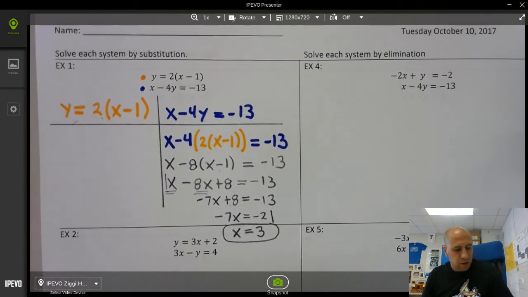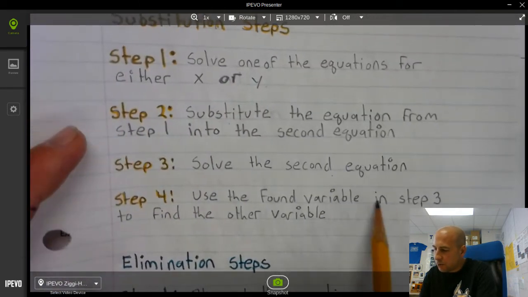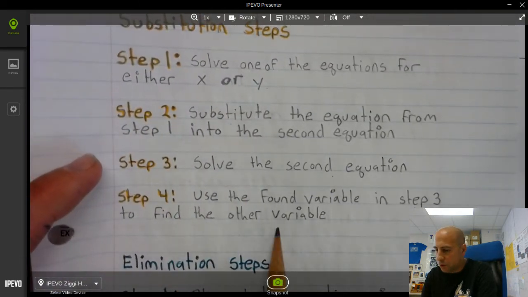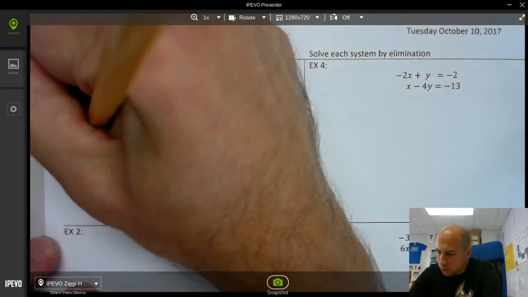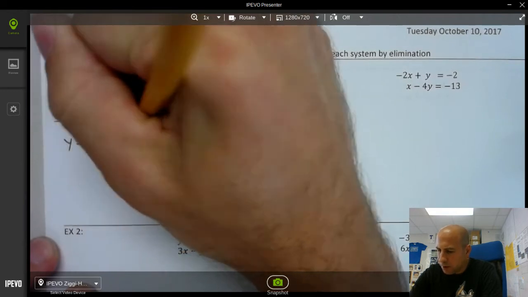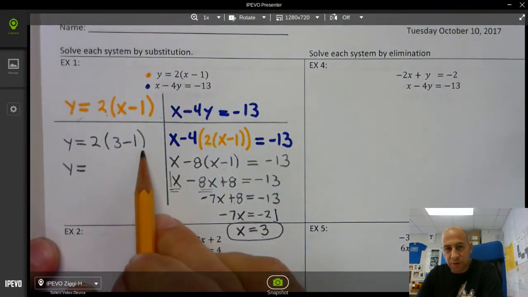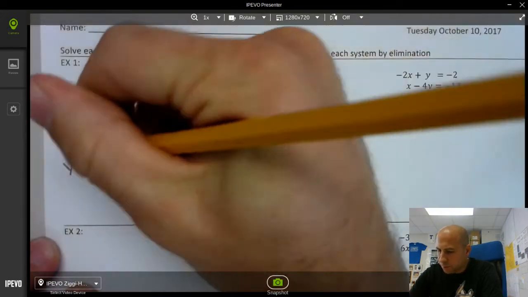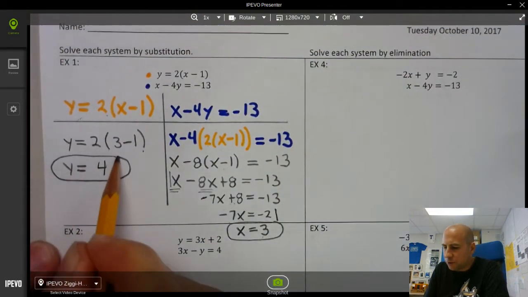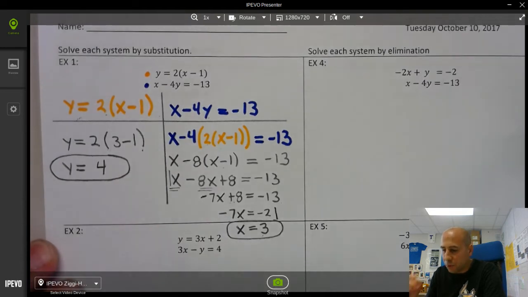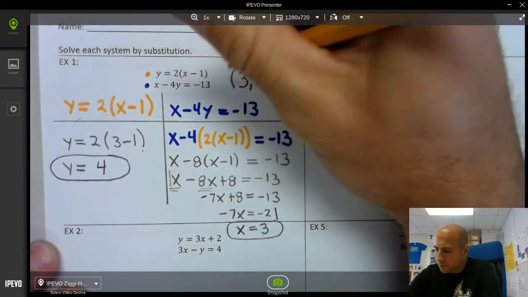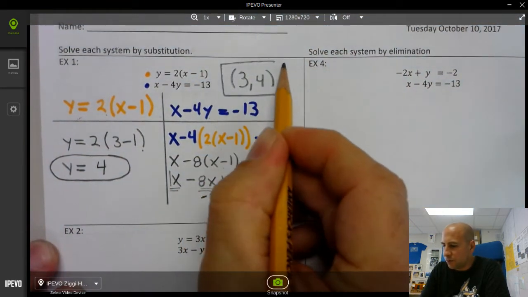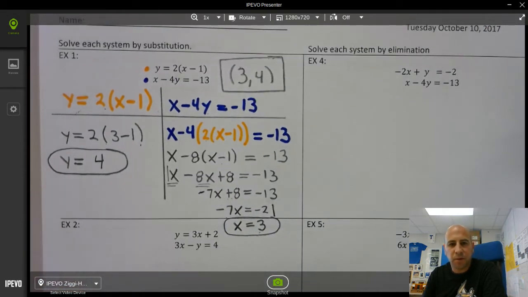Now step 4 says use the found variable in step 3 to find the other variable. So we're going to use 3 in the first equation for x. So that's y equals 2 parentheses 3 minus 1. 3 minus 1 is 2. 2 times 2 is 4. Now, one of the mistakes students make is forgetting that that's not the solution. The solution is the point. So you actually want to write your solution as 3, comma 4. You have to write the point as your final solution. Take a few seconds to finish example 1.